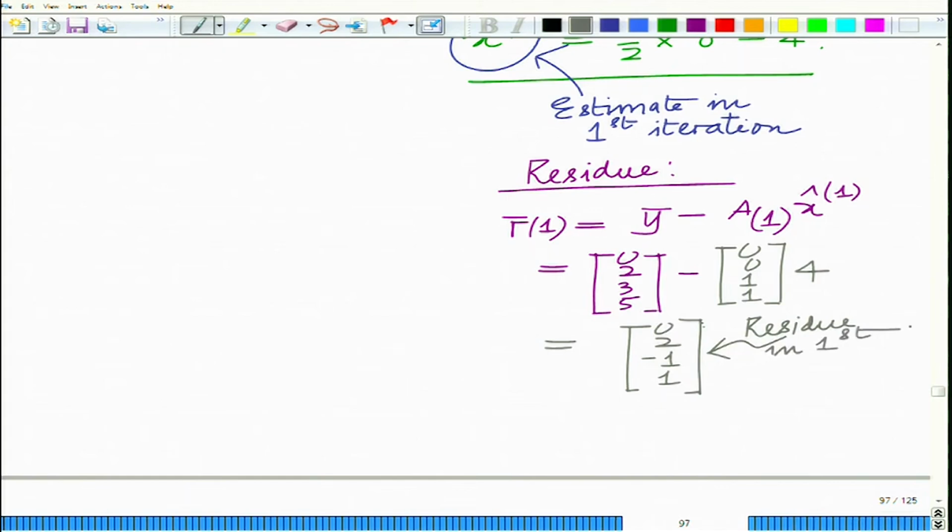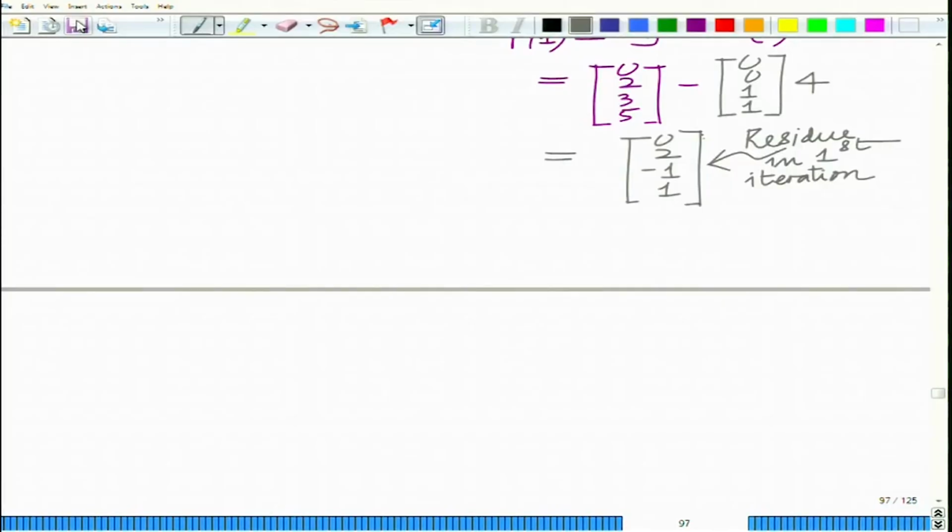This is the residue after the first iteration, and this is in fact what we carry over to the second iteration. Remember, subsequently find the projections of the columns of phi on this residue, choose the one that has the maximum, repeat the process, least squares solution, find the residue, repeat the process. Okay. Now let us go to the second iteration.